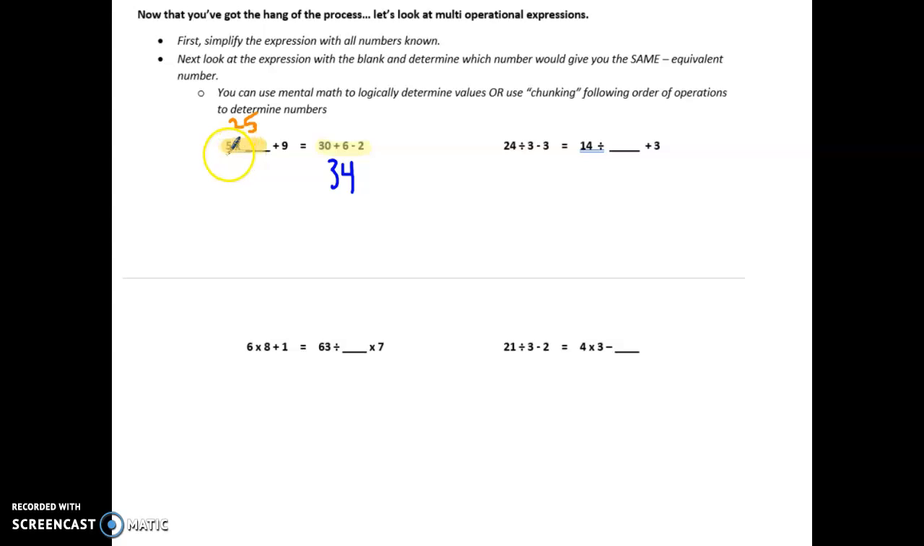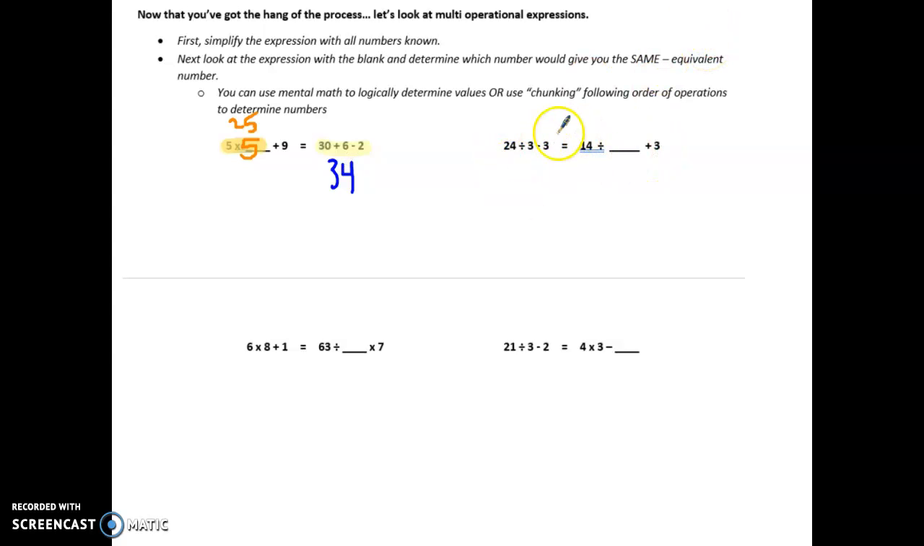From here, now we have to fill in the missing value. 5 times what is going to give me 25? So again, mental math, inverse operations, either way you see it, hopefully you're able to come up with the value of 5. 5 times 5 gives us 25. Then when we add on 9, we're going to get to the answer of 34. All right, let's take a look at another example.